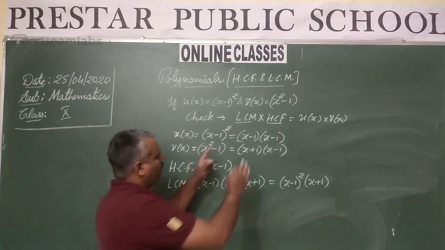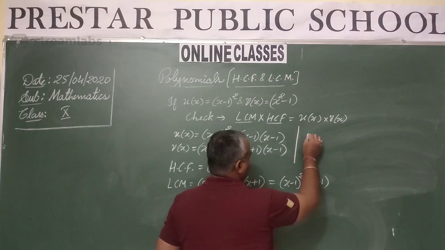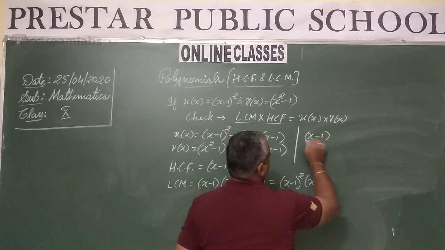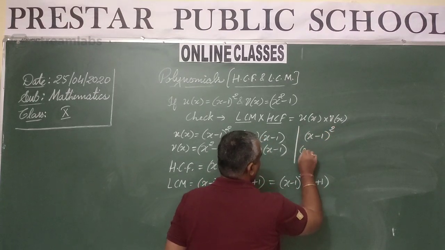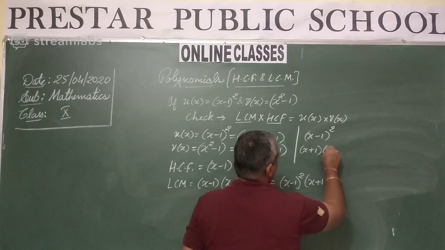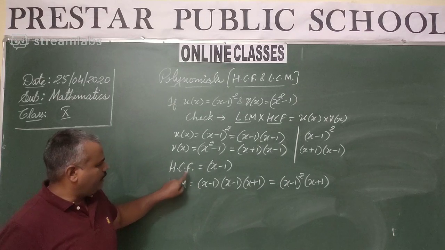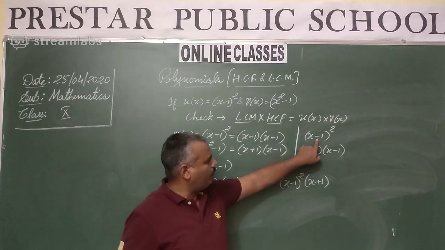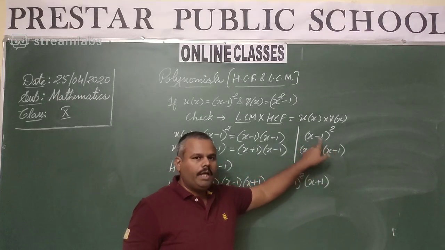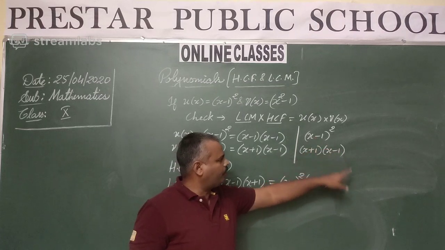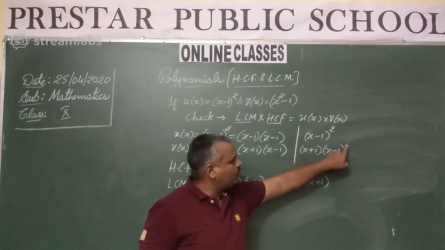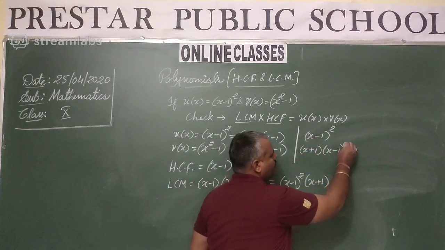Or instead of this, if you consider it like this, the factors: this is taken as x minus 1 whole squared, and this is taken as x plus 1 multiplied by x minus 1. The HCF, the common factor, is x minus 1. In HCF, we take the factor with the least power. So here the power is 2 and here it is 1.